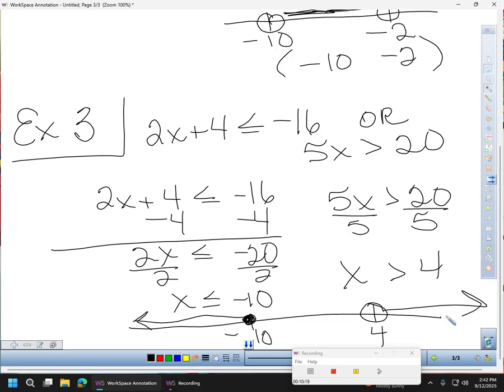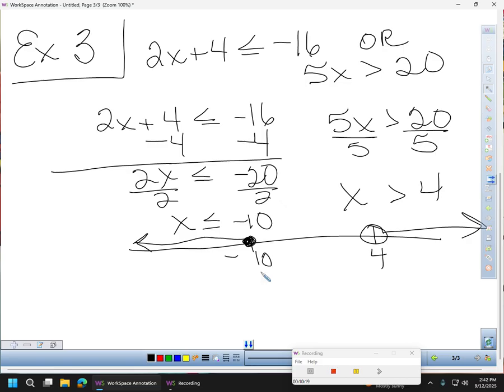We now have two different pieces on the graph. How many pieces of interval notation will we need? 2, exactly. Here's my first one. It starts at negative infinity, goes to negative 10 with a bracket. Good. Over here, I have open circles, that's a parenthesis, 4 to infinity, and what goes in the middle? Perfect. You guys are awesome.